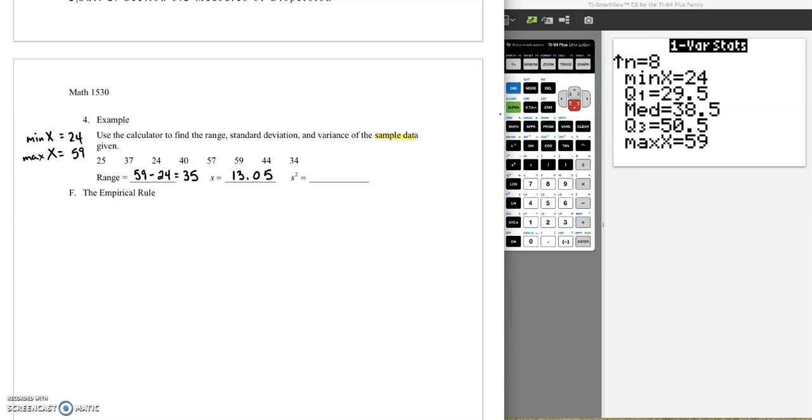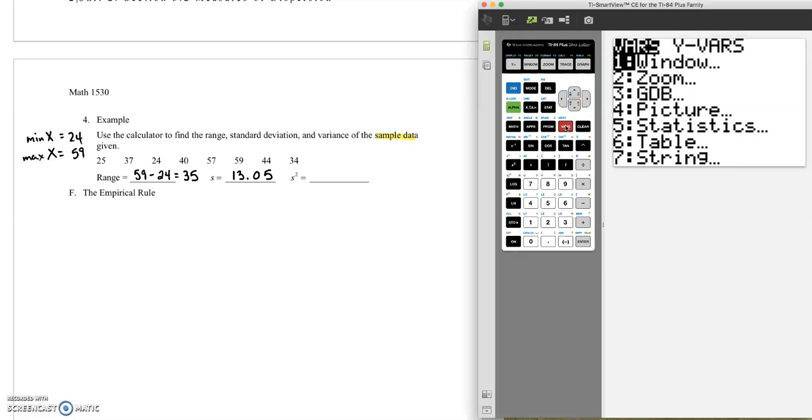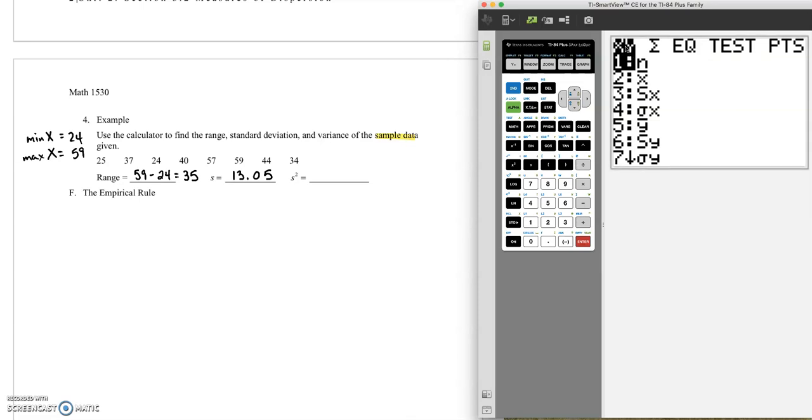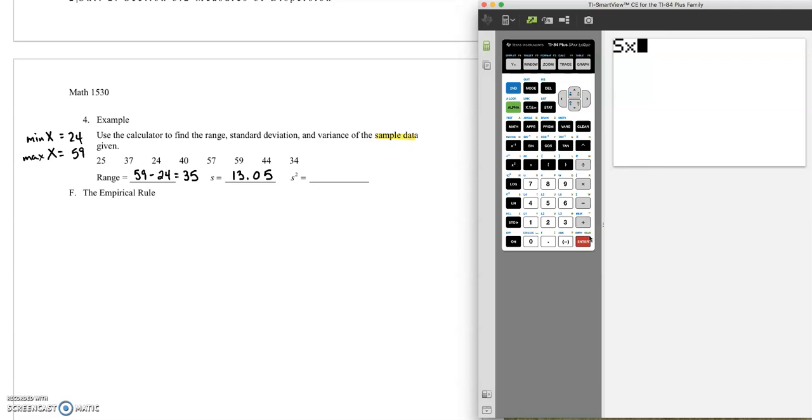or once we've done the one var stats, we have a different option. We can hit the Vars key. We can pick number 5, which says statistics, and hit enter. And then under this XY menu, you see number 3 is Sx. So if we scroll down to number 3 and hit enter, it's taking what it calculated for Sx when we did one var stats. And if we hit the little x squared key, it will square that and give us 170.3.